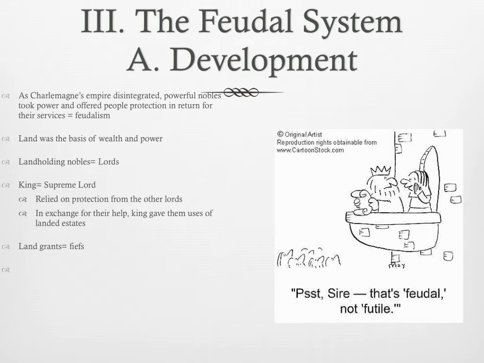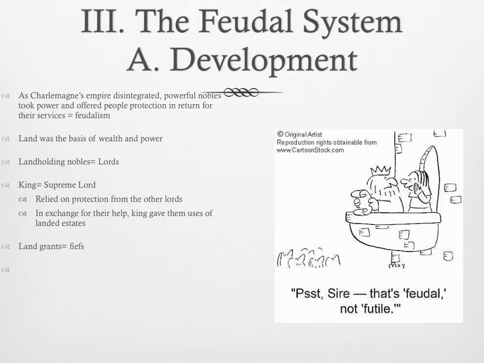And you'll notice while we go through this that your vocab words are going to be very, very helpful on your exam. Okay, so land during this time is the basis of wealth and power. So the more land you have, the more powerful you are, the more wealthy you are. Okay, and the land-holding nobles, the nobles that own land, are the lords. So those are kind of the top dogs, okay? And then you have the king, who would be like the supreme lord, and you'd make him king because he's kind of the lord of lords in essence.